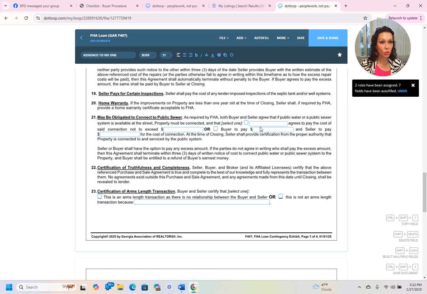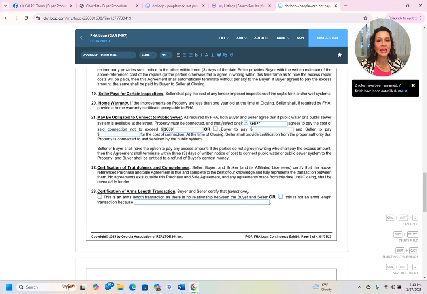And who will pay to have them connected? Again, I'm not going to let my buyer pay to have the seller's utilities turned back on. So I'm going to say the seller agrees to turn those utilities back on at whatever cost that is. I'm going to put $1,000 in here. Whatever it costs you to turn your utilities back on, they need to be back on.